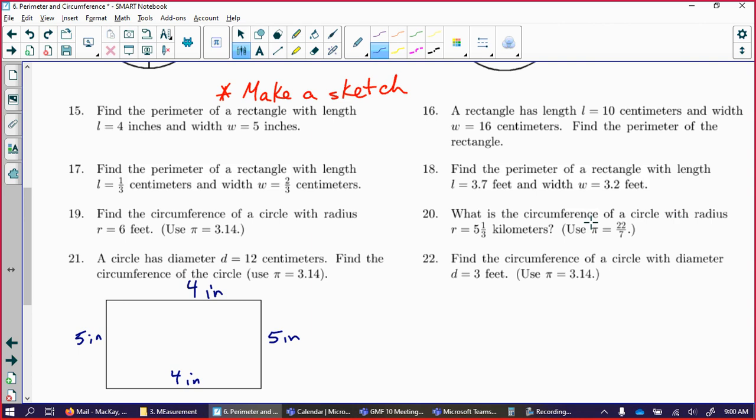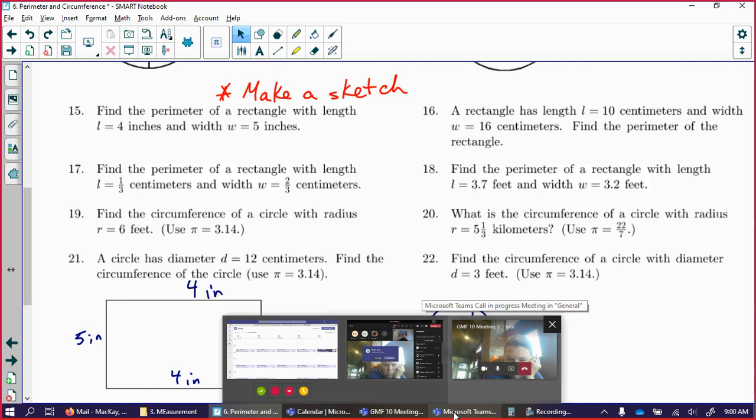Circumference of a circle that has a radius of, circumference of a circle that has a diameter of. So those ones are all circles. A radius of 6 feet. And like make a sketch like that. I'm not going to go too far in depth with any more of these. But that's kind of it for today.